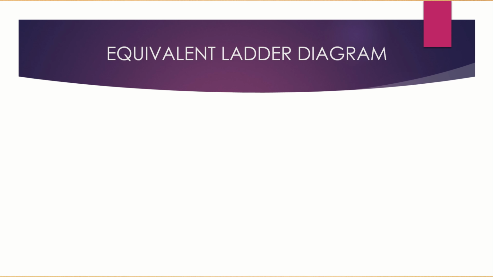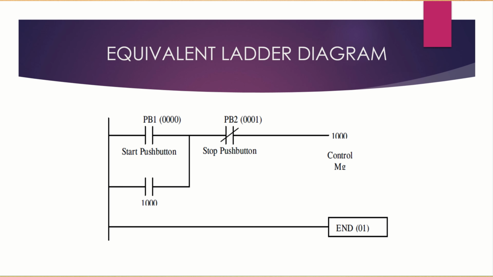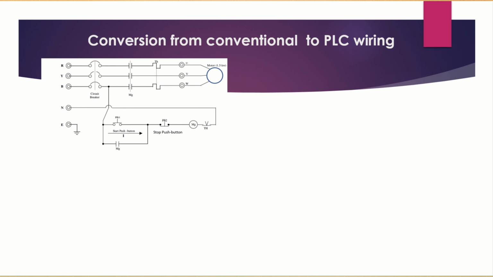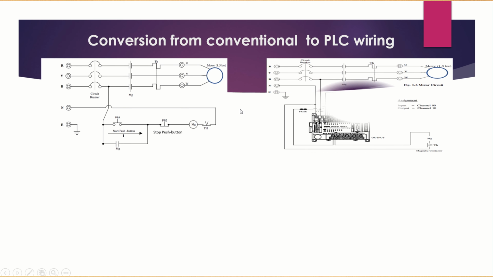Now we have here the equivalent ladder diagram for the start, stop, push button. So basically, this is the conversion from conventional wiring to PLC wiring. First, we have the conventional start-stop push button compared to the PLC wiring.